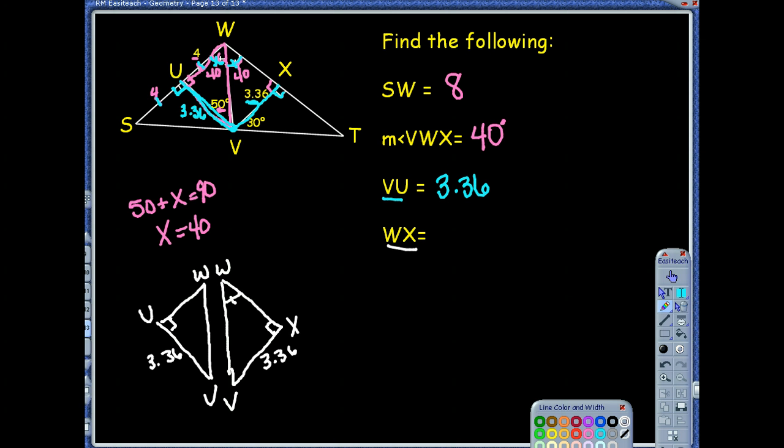I like that. And we know that this was 4. So I know those triangles are congruent by angle-side. That means UW is congruent to WX, which means since UW is 4, WX is also 4. And that's what they needed. Perfect.